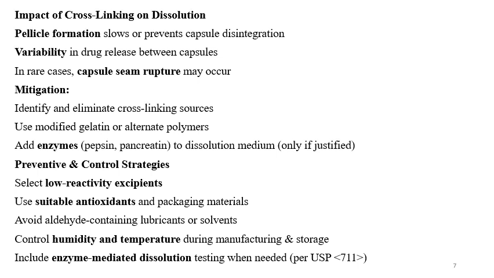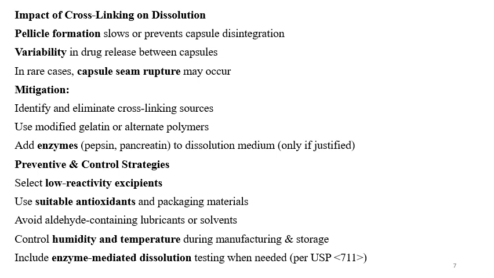Mitigation for the cross-linking. Identify and eliminate the cross-linking sources, like some of the excipients or impurities in the APIs or excipients, or harsher conditions and packaging. Use modified gelatin or alternate polymers; you can go for HPMC shells instead of gelatin shells. Add enzymes like pepsin or pancreatin to the dissolution medium, and these need to be justified. If you add pepsin for acidic media, or pancreatin for basic media, it will rupture the cross-linking and dissolution will improve.